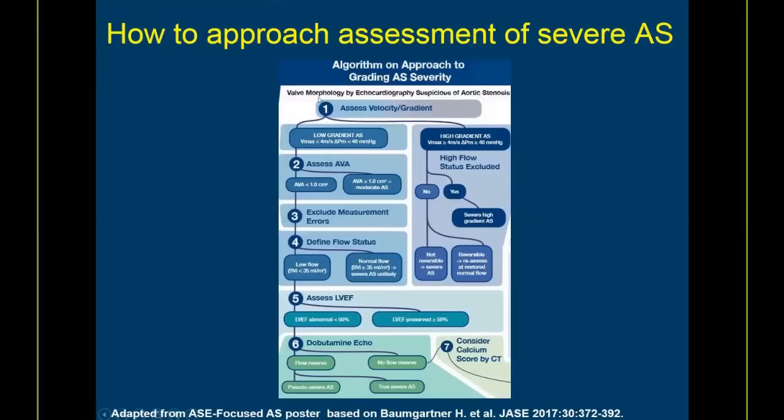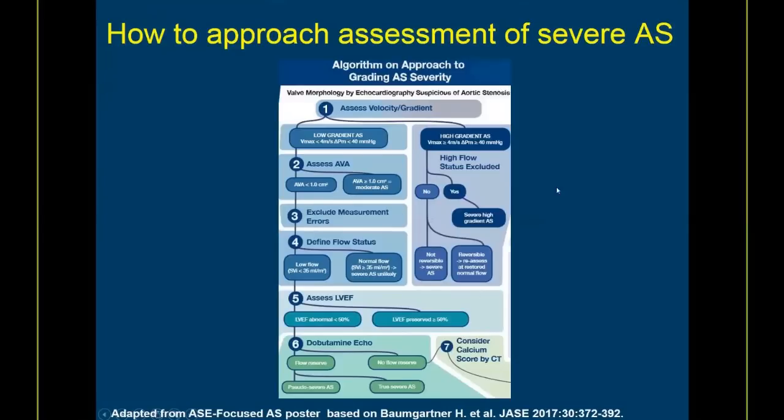Okay, so the first thing to do is essentially assess the velocity and gradient, right? You calculate your peak velocity and/or measure your mean gradient. So that's the first thing you do. And then it breaks down into whether you have high gradient aortic stenosis, defined as a Vmax of greater than 4 meters per second or a mean gradient of greater than 40 millimeters of mercury, or low gradient aortic stenosis, which is less than 4 meters per second or less than 40 millimeters of mercury. So low gradient versus high gradient.